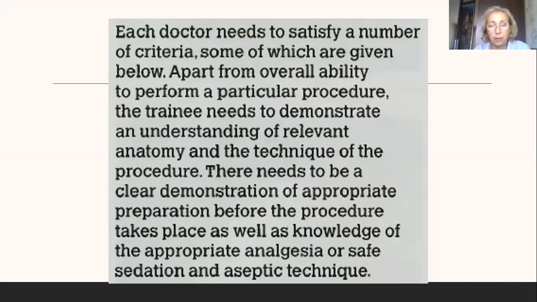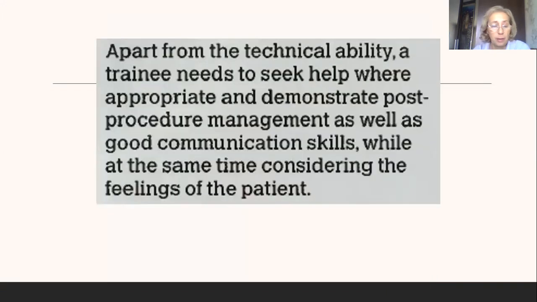And so I think that is the last part of the article. Yes, let us listen to Rohita. Yes, ma'am. Apart from the technical ability, a trainee needs to seek help where appropriate and demonstrate post-procedure management as well as good communication skills, while at the same time considering the feelings of the patient. Also, the skills that are evaluated during this process.